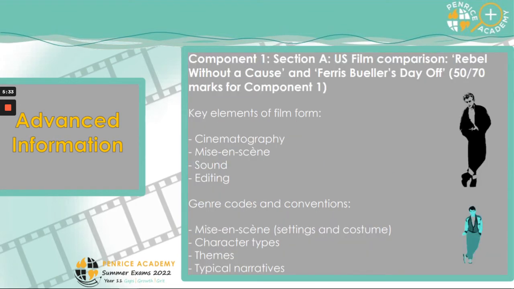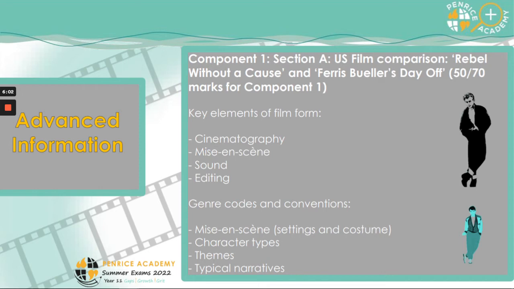So what are these suggestions? Well, in Component 1, Section A, the US film comparison, we're advised to focus on the key elements of film form, which is the case across all 6 films studied on the course. But we're being told that genre, code and conventions needs to be a focus for preparing for the exam. This basically means looking at the typical tropes or conventions of teen coming of age films and comparing how these are used in Rebel Without a Cause and Ferris Bueller's Day Off.